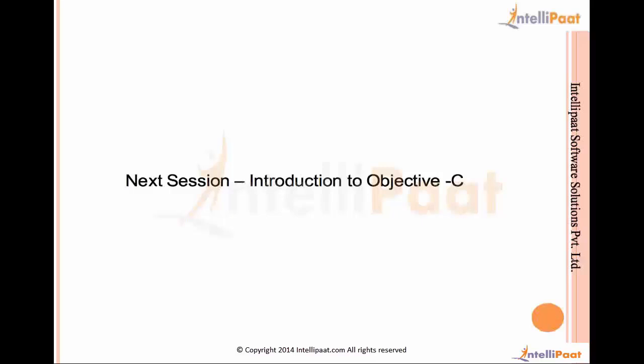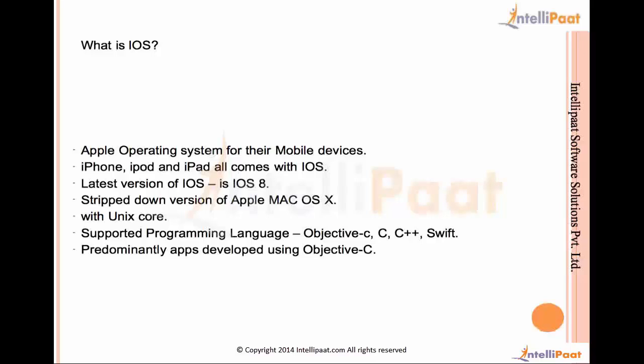So what is iOS? Apple, during 2008, released their first device called iPhone. The operating system that they put on the iPhone devices, they call it iOS. Predominantly all the smart devices that Apple provides, like iPhone, iPod, and iPad, all of them contain the same iOS as the operating system. The latest version is iOS 8, and it's basically a stripped down version of Apple's macOS 10.